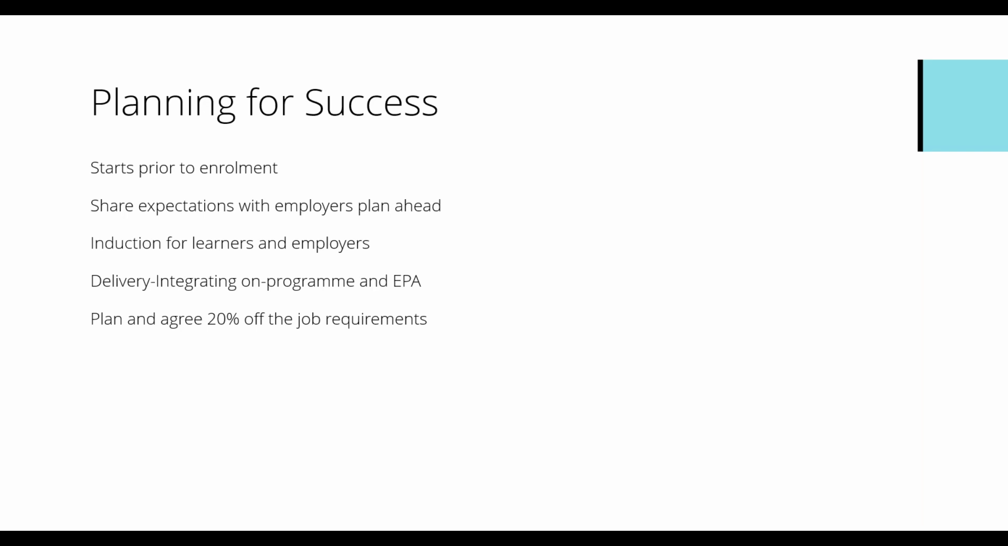And then last but not least, plan and agree the 20% off the job requirements. So how will that be evidenced? Think about different skills that will enhance the apprentice. What informal learning can the apprentice undertake to benefit them and also to showcase their skills when they reach endpoint assessment?